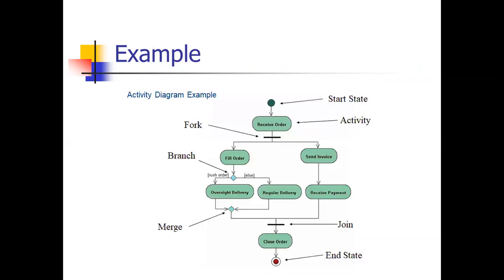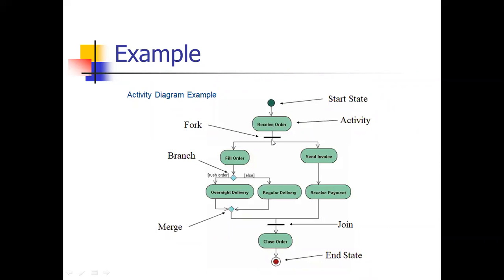Then here you can see an example of an activity diagram. Here see the start node, the start state of the activity. Then this is an activity, how an activity is represented. Then here you can see the fork. Receive order. After receiving the order, we are going to fork that.